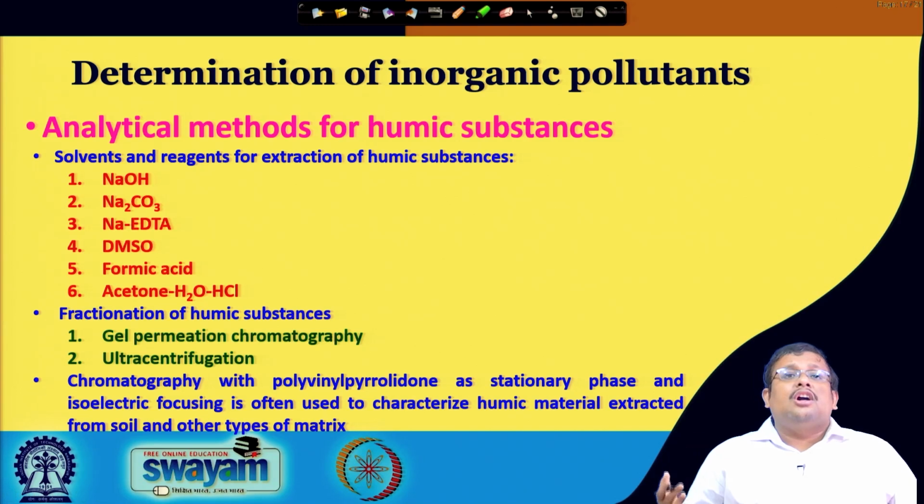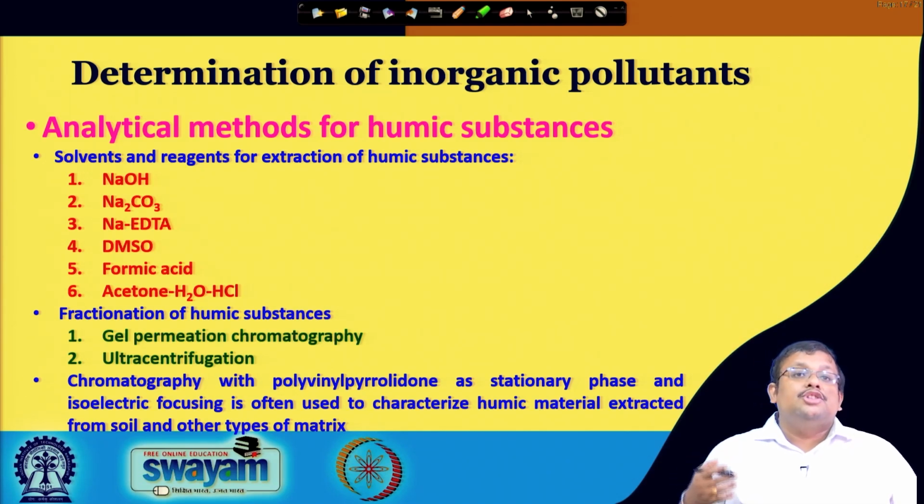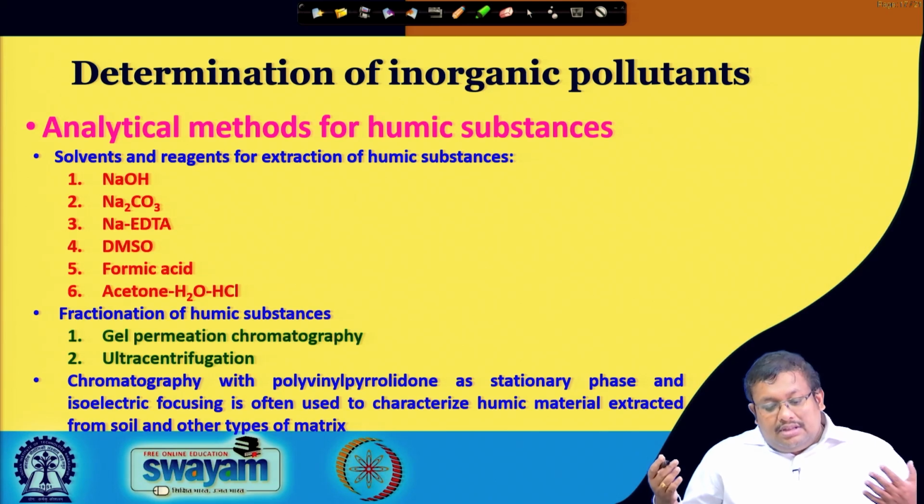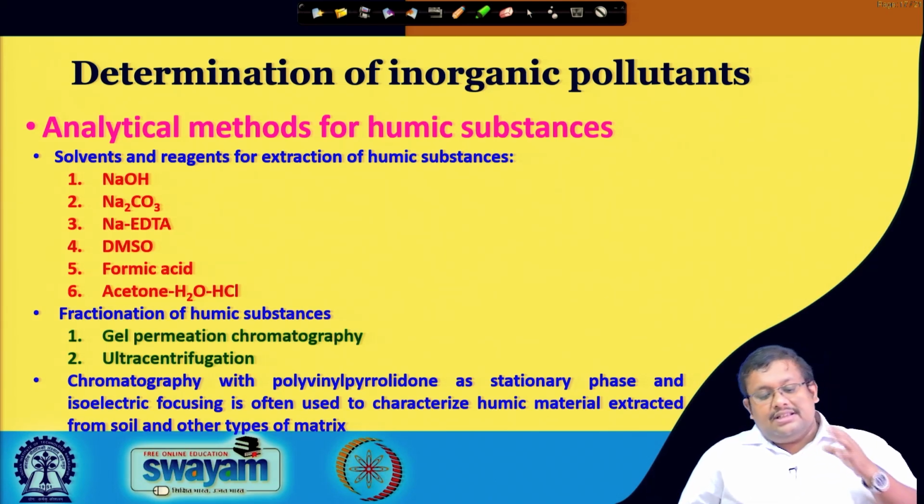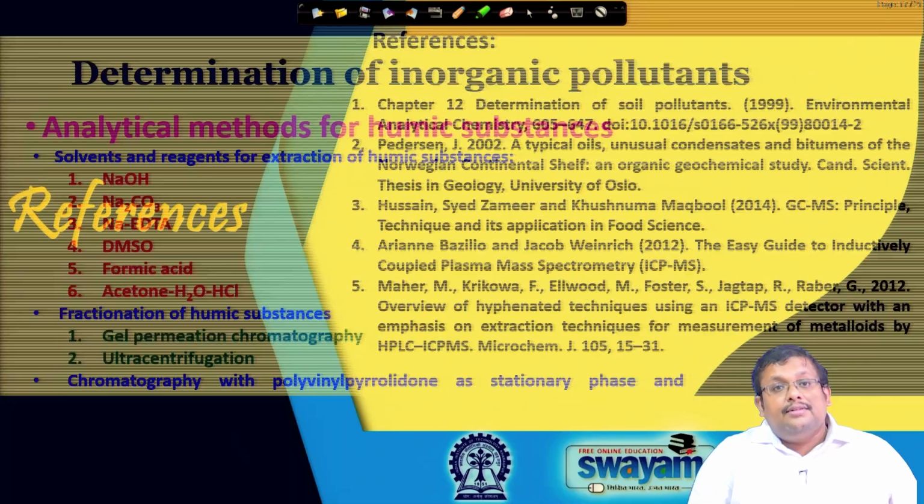And finally, we are going to talk about the analytical methods for humic substances. There are different types of solvents and reagents for extracting the humic substances, like sodium hydroxide, sodium carbonate, sodium EDTA, dimethyl sulfoxide, formic acid, acetone, and a water-HCl mixture. Fractionation of the humic substances can be done by gel permeation chromatography or ultracentrifugation chromatography with polyvinyl pyrrolidone as the stationary phase, and isoelectric focusing is often used to characterize the humic material extracted from soil and other types of matrices.